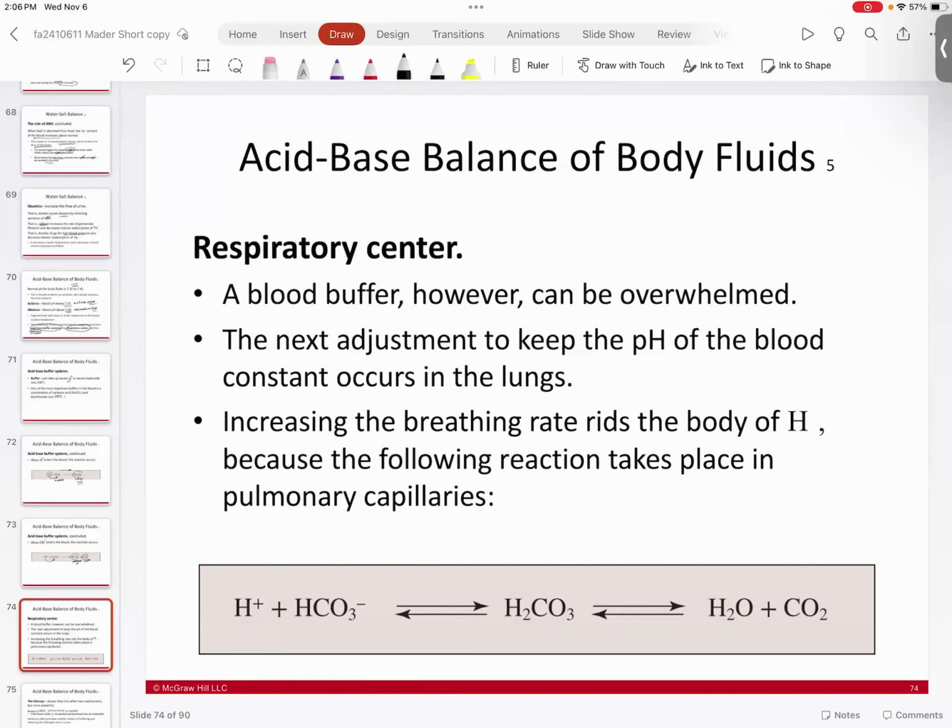Now, the respiratory center, we talked a little bit about this already in the respiratory system. So this is just kind of a recapitulation of that idea. In this particular situation, say for instance, you have an increase in hydrogen ion, you can push this reaction in this direction, and you can breathe out the CO2, which gets rid of the excess hydrogen ion by essentially breathing out the excess CO2. And that keeps it from acidifying your blood. So that's one way to do it.